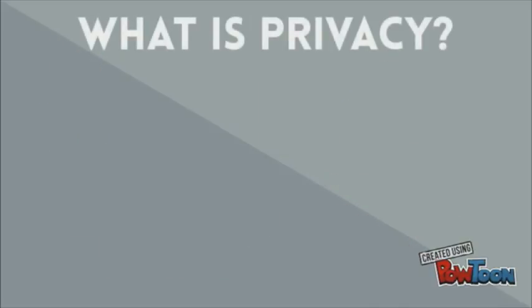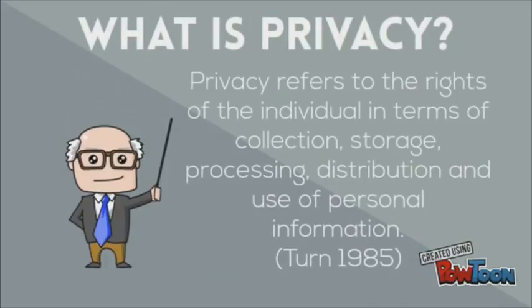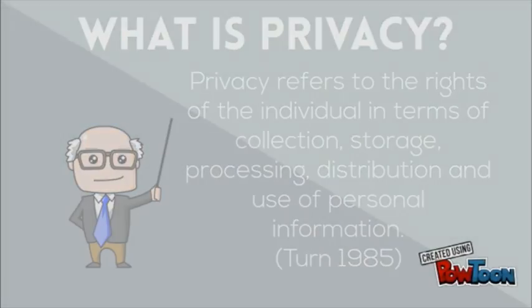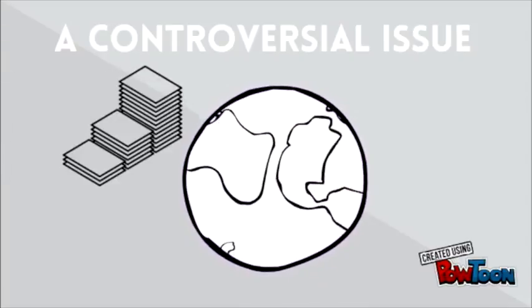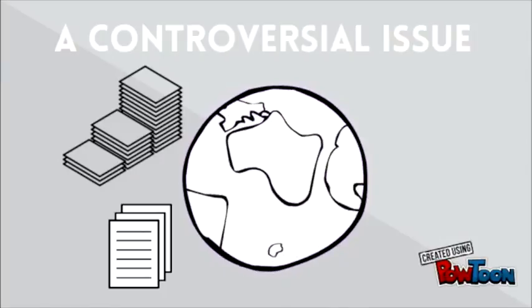First off, what is privacy? Privacy refers to the rights of the individual in terms of collection, storage, processing, distribution, and use of personal information. Privacy is a civil rights issue with an abundance of differing opinions. It proves to be very controversial as countries have handled the issue in different ways.